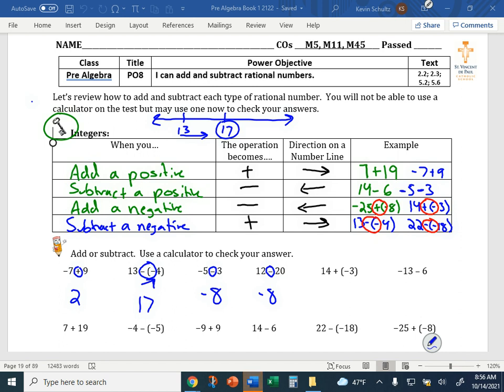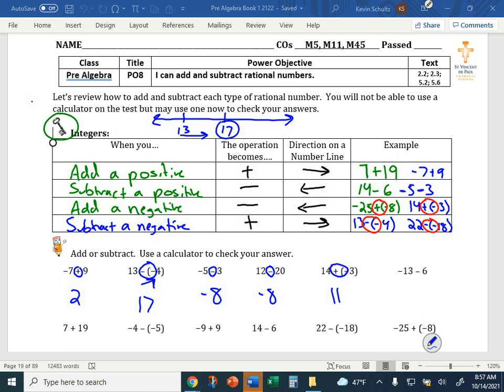14 plus negative 3. Where are you starting? 14. Which direction are we going? Left. Why? Because in between the numbers, I've got that plus minus. Okay, adding a negative. According to our chart, where I see adding a negative, that means we're subtracting. We're going left. How far do we go? 3. So what's our answer? 11. All right. I'm gaining confidence in you.